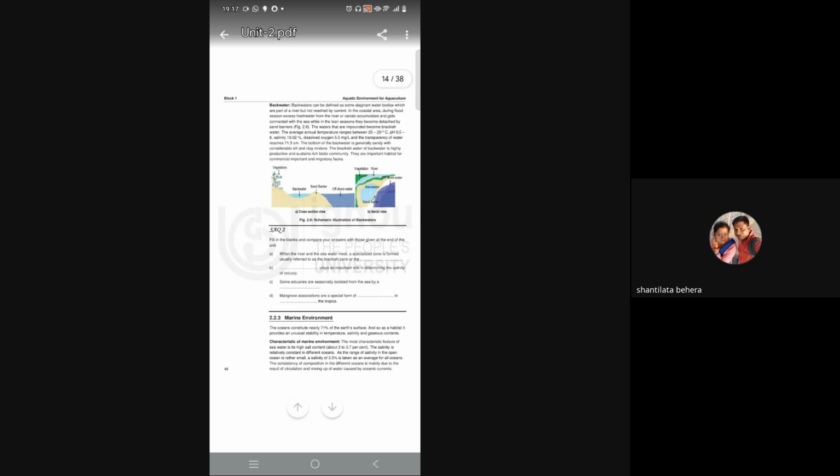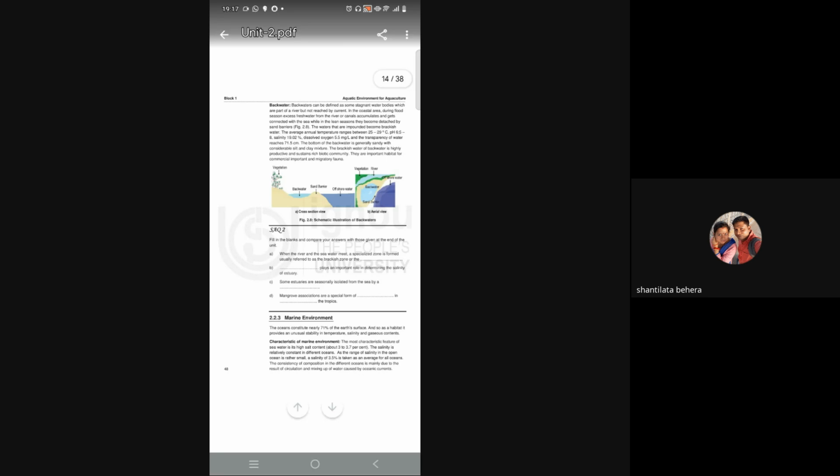So backwater can be defined as some stagnant water bodies which are part of the river but not reached by the current. In coastal areas during flood season, excess fresh water from the river or canals accumulates and gets sand barriers. Okay, how is backwater formed? Either during the flood time when the river water flows out from the river, that will be deposited in a particular area and that forms the backwater.